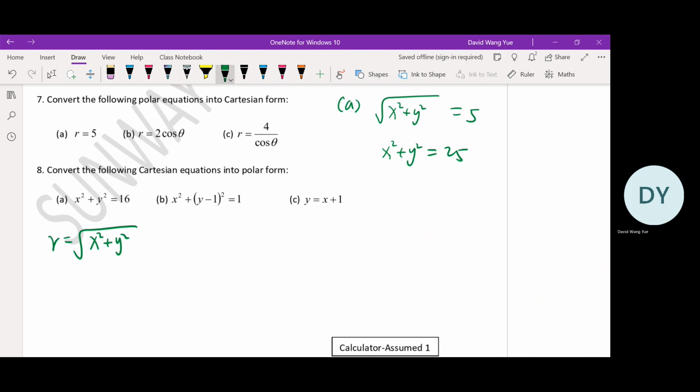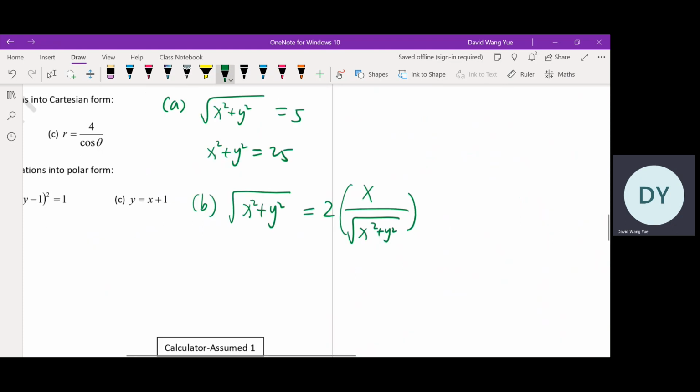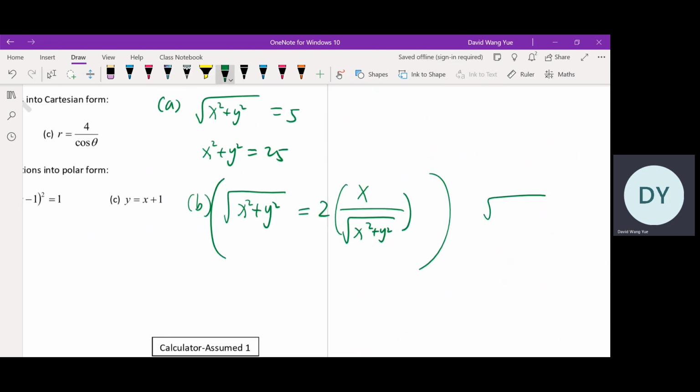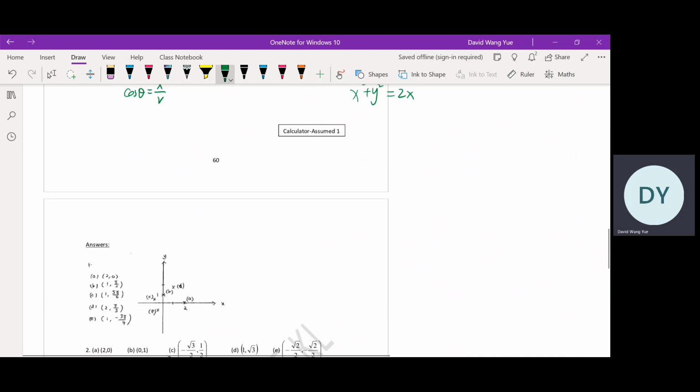Second one, r is 2 cosine theta. r is the square root of x squared plus y squared. Cosine theta should be x over r, which is x over the root of x squared plus y squared. Now I can even make this easier, because if I multiply the whole thing by the root of x squared plus y squared, I should get x squared plus y squared equals 2x. Yeah, that's how you get the answer.